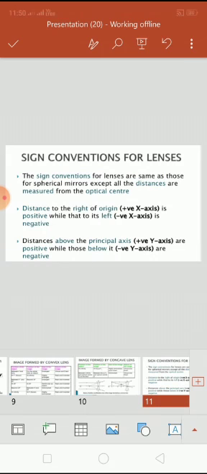So these are the sign conventions for lenses. The sign conventions for lenses are the same as those for spherical mirrors, except that all distances are measured from the optical center, while for mirrors distances are measured from the pole. Distance to the right of the origin is positive along the x-axis, while to its left it is negative. Distance above the principal axis is positive along the y-axis, while below it is negative.